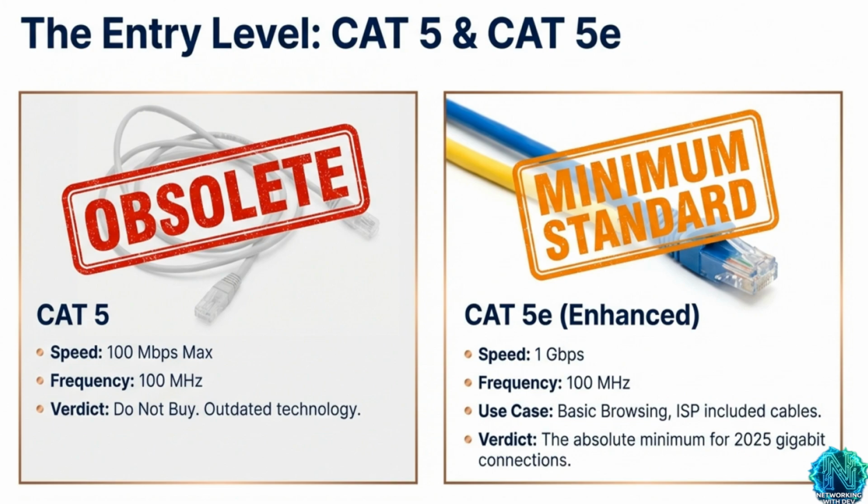Next, we have Cat 5e, or Enhanced. This is the minimum standard for a modern home. While it can technically handle speeds up to 1 gigabit per second, it's really intended for basic web browsing, or those standard cables often bundled with your ISP's router. Think of Cat 5e as the absolute baseline for 2026 gigabit connections. It gets the job done for the basics, but it doesn't leave much room for growth.